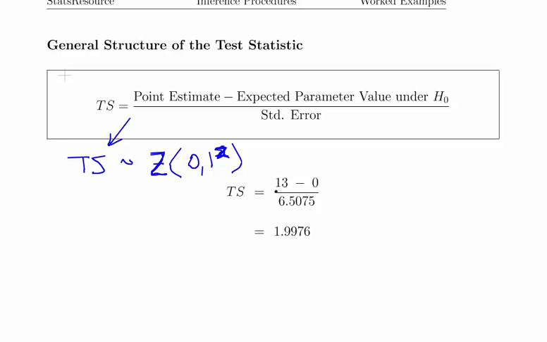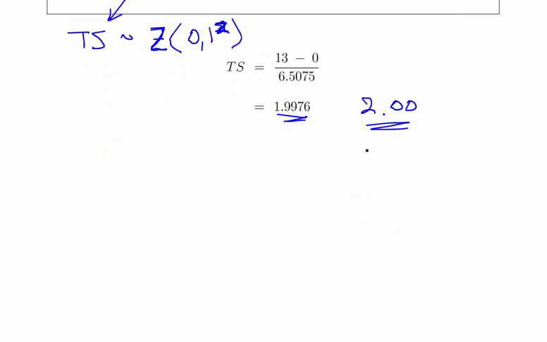So the test statistic equals 13 minus 0, which is the expected value under the null hypothesis. We expect no difference, or a difference of 0. 13 minus 0 divided by 6.505 is 1.9976. So we can just call that 2.00, because you usually look at these numbers to two decimal places.